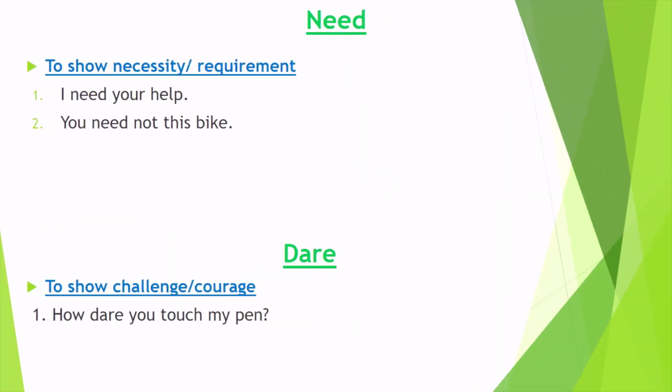Next we have need and dare. Need shows necessity or requirement. I need your help. You need not this bike. See, I have made this negative sentence: I need not this bike. If I use I don't need this bike, then need becomes a verb and works with tense. I have used don't, so it becomes not a modal, only a verb used in tense. But here I am using need not, so need is working as a main verb as well as a modal.